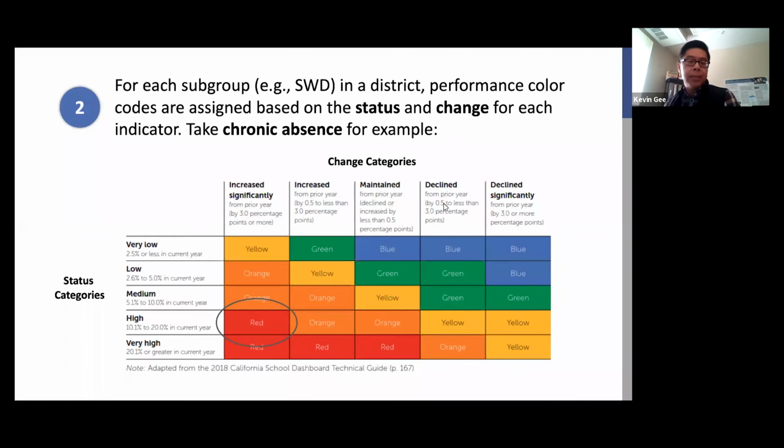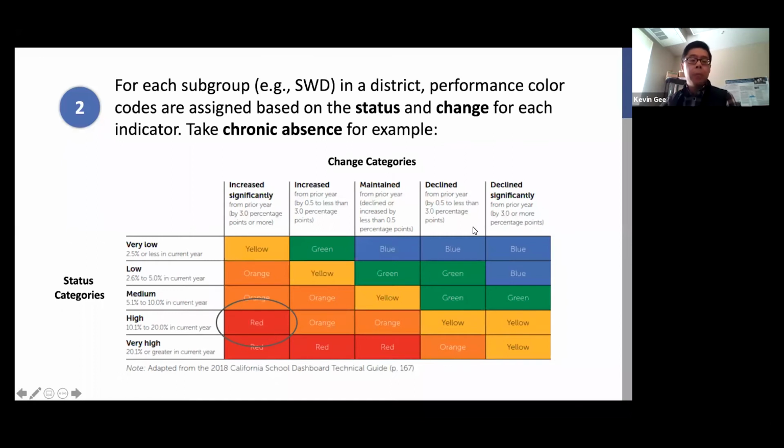So this is a basic example using chronic absenteeism, for example, right? If we can see on the left-hand side here, we have the status category. So for example, if we had a district who was in the high status for their students with disabilities for chronic absenteeism, say it was 15%, and yet they increased from the prior year by 3 percentage points or more, they would be assigned a red color code, okay?